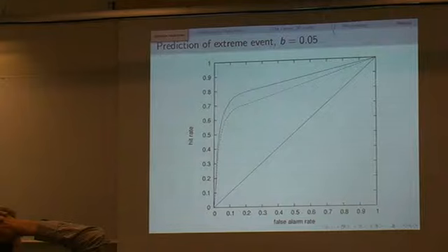And that's a ROC curve. So we display the hit rate versus the false alarm rate. The solid line is a cluster-weighted closure scheme, and the dashed line is a simple stochastic closure scheme. We see again the cluster-weighted closure scheme improves on the simple closure scheme. So also for extremes, it predicts better.